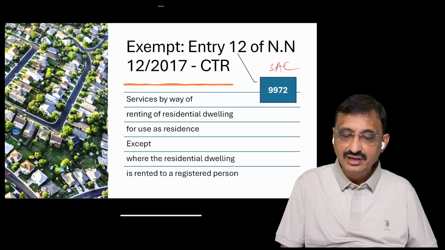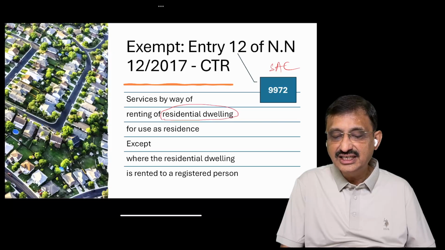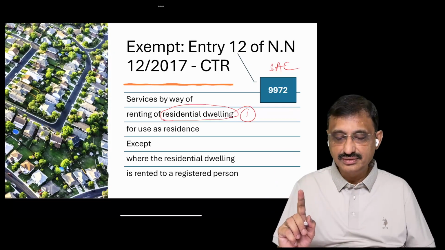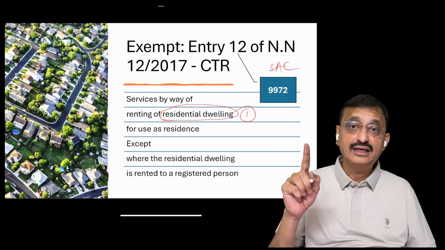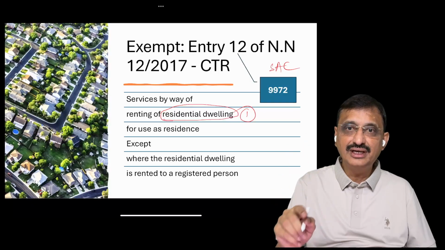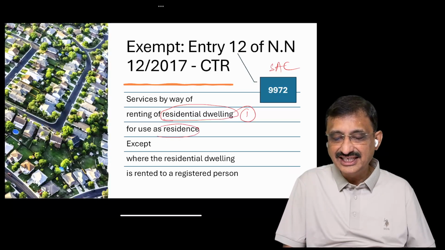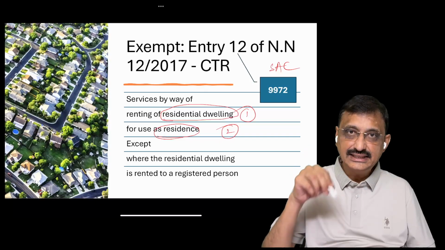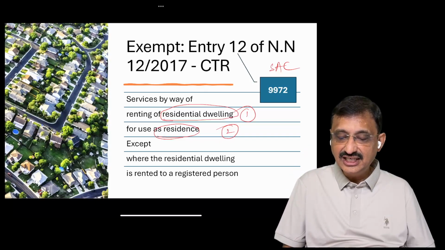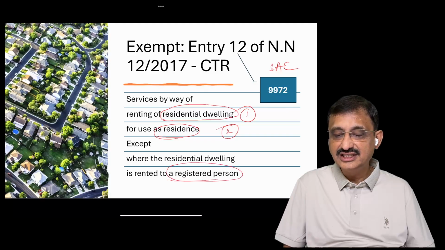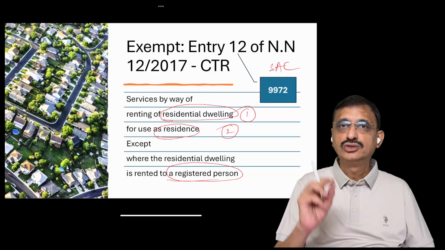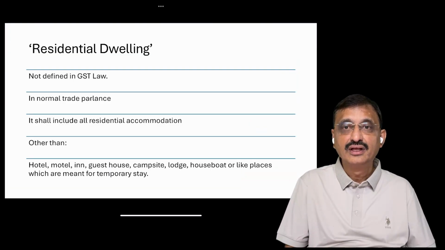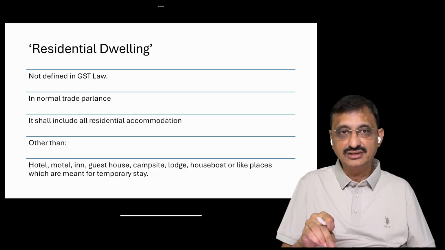Now, what is the exemption available in entry number 12? Service by way of renting of residential dwelling. First point means a residential property is rented out. Now, that tenant should use that building for the purpose of residence. That is condition number 2. Except where the residential dwelling is rented to a registered person. So there are three conditions which are required to be satisfied in order to get this exemption.